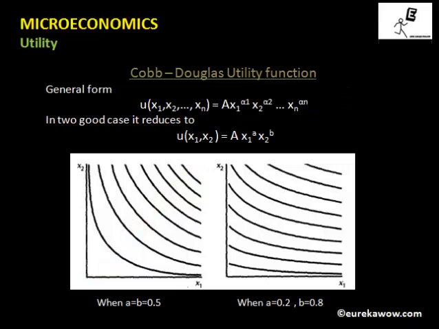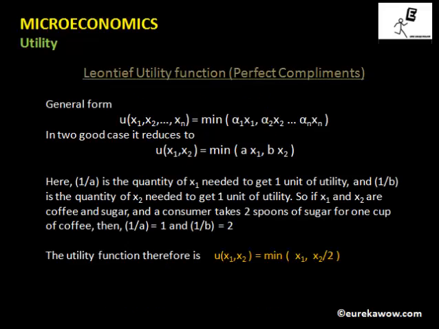Now we will look into the case of perfect complements. So we'll talk about Leontief utility functions. The general form of a Leontief utility function is u of x1, x2 dot dot dot xn is the minimum of alpha 1 x1, alpha 2 x2, alpha n xn. In a two good case, it reduces to u x1, x2 equals minimum of a x1, b x2, where x1 and x2 are the quantities demanded of the two goods, and it's basically a minimum function.